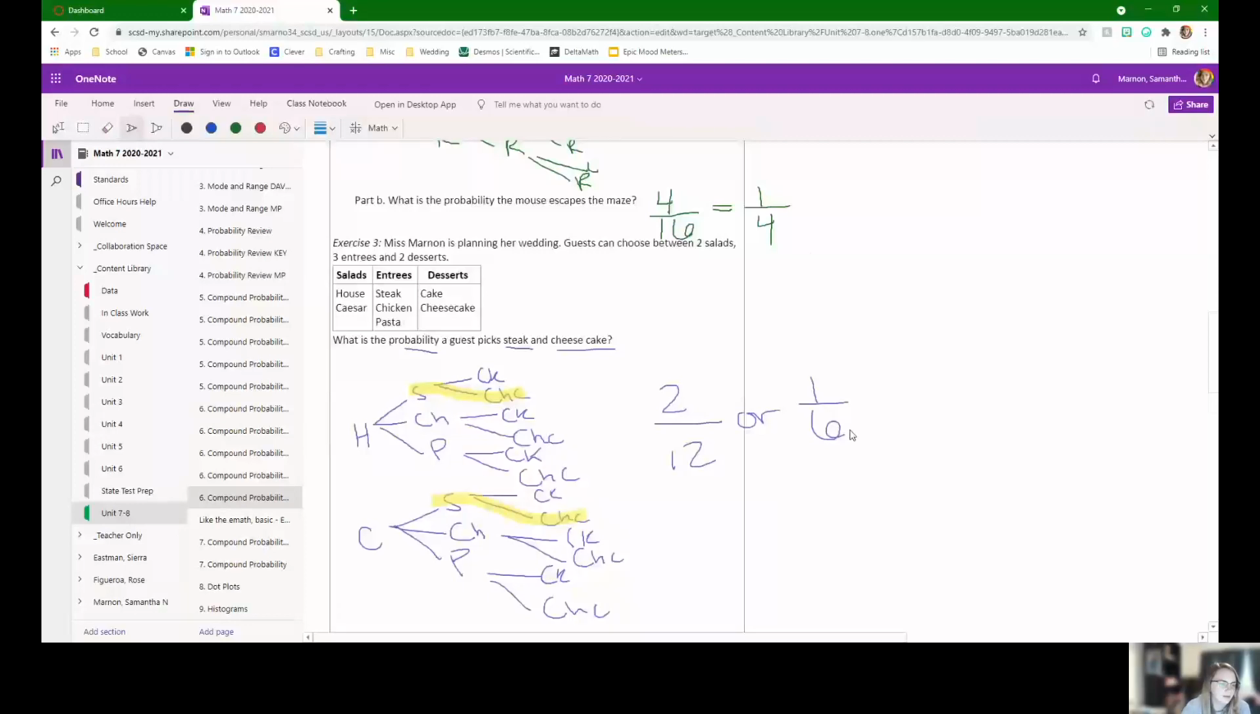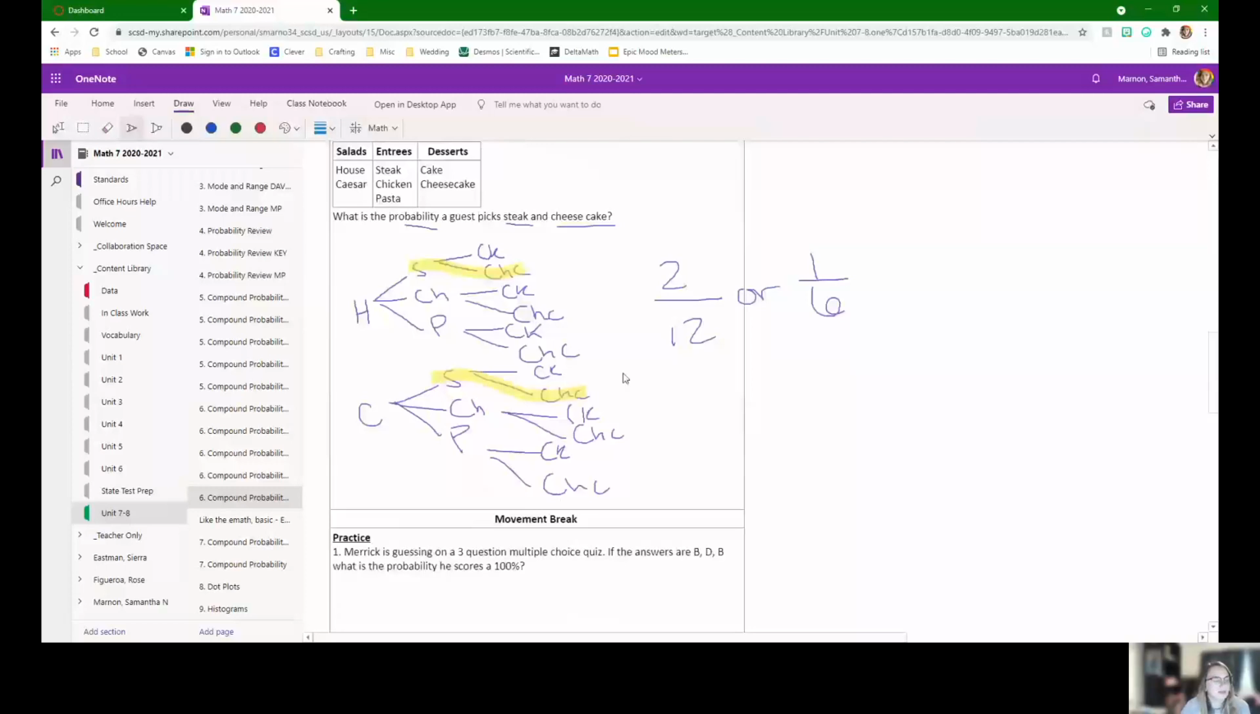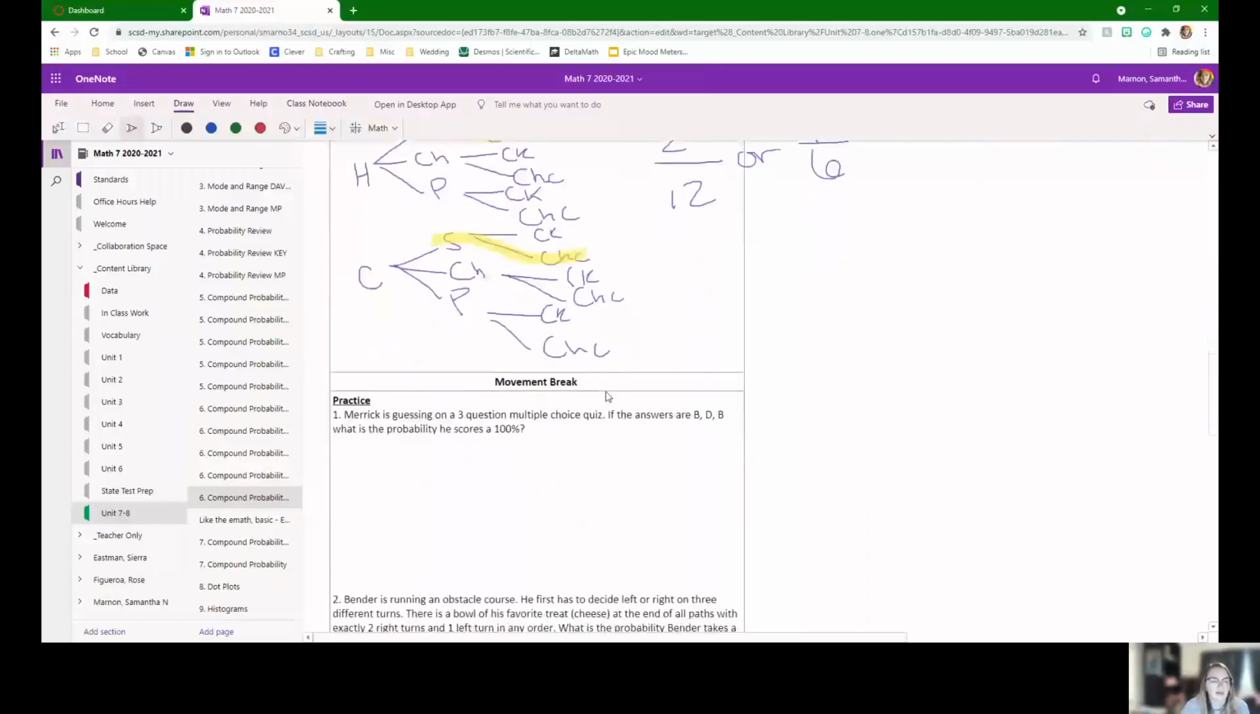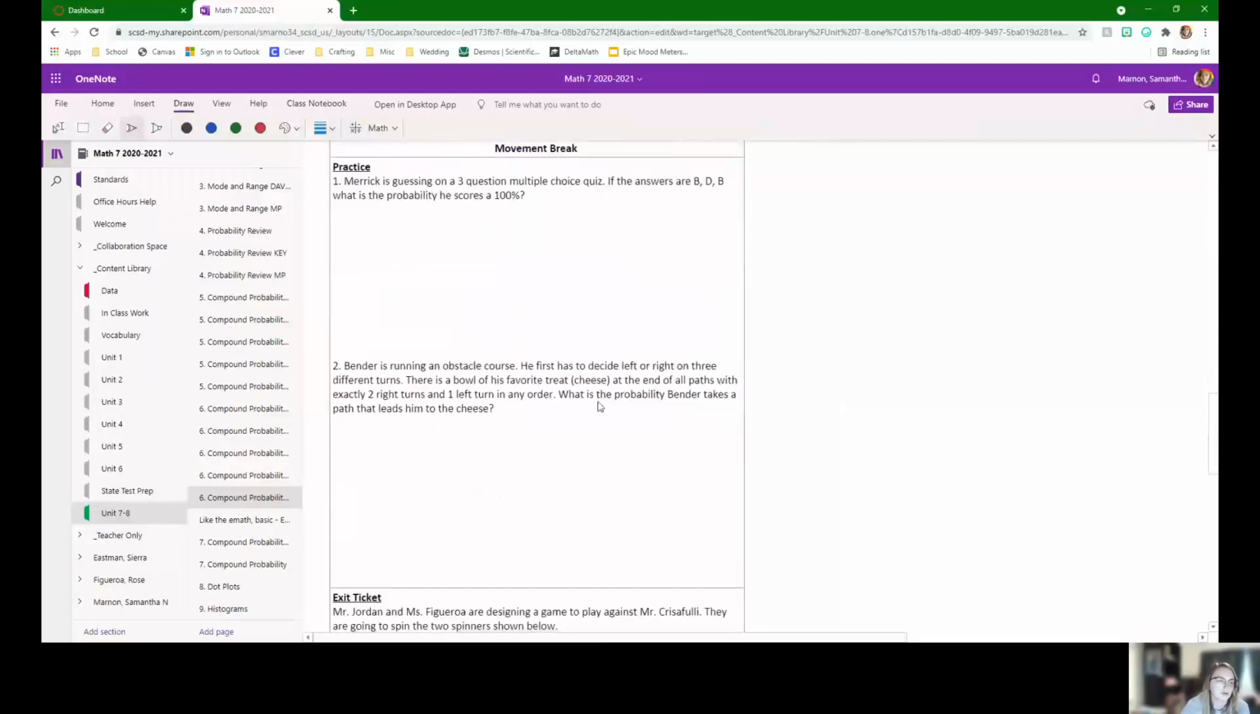So that is it for today. Start thinking maybe about how these numbers are related. We can get these numbers without drawing out diagrams because that's what we're doing tomorrow.